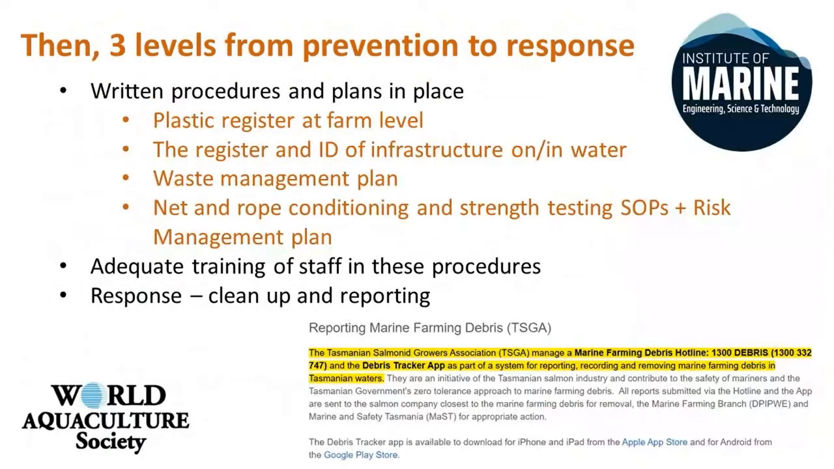There are really three levels from prevention to response. Written procedures and plans when they're in place. So with those plans, the supporting systems and procedures, there can be adequate prevention and a plan to respond if required. Although the key focus here is preventing plastics from leaving the farm, so prevention really is the key. And one of the most effective ways to prevent plastic as marine debris is education.